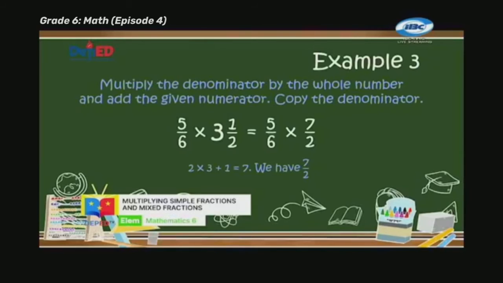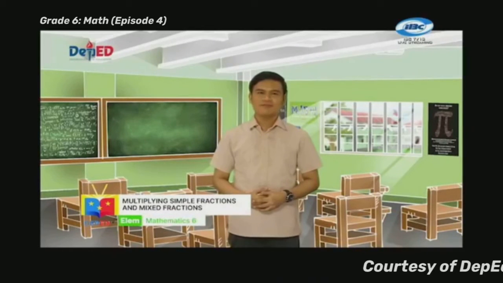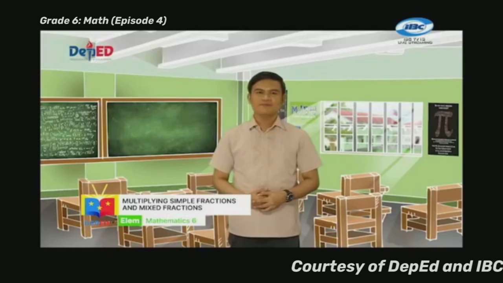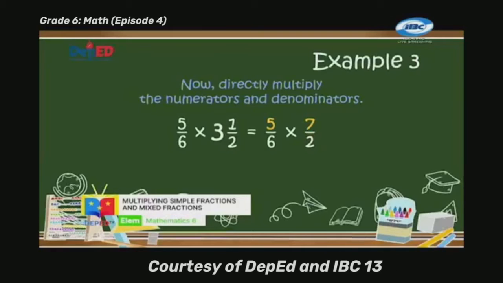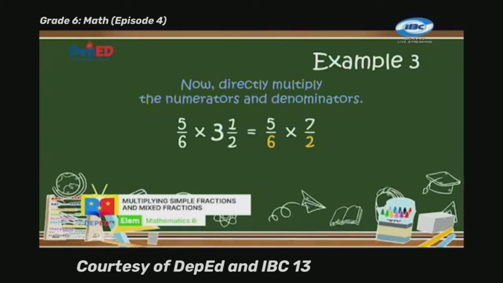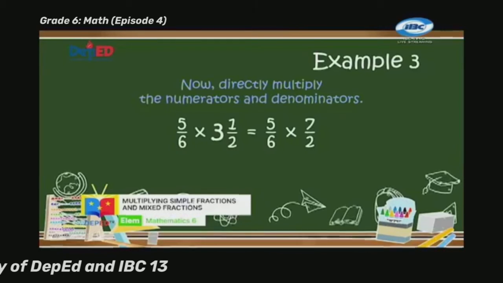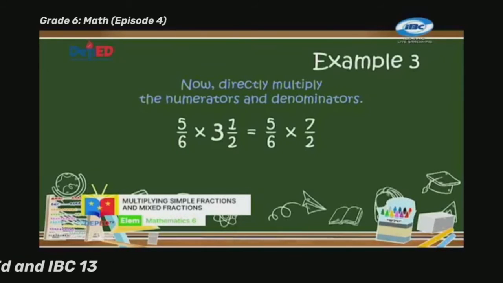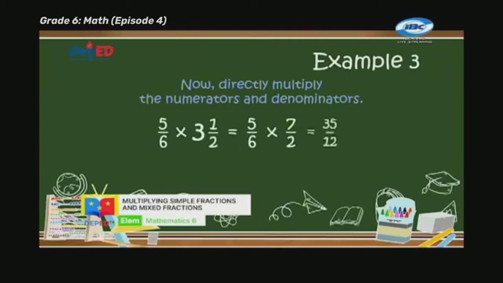5/6 times 7 halves. Do we have a pair of numerator and denominator that has a common factor other than 1? None. Now, directly multiply the numerators and denominators. 5 times 7 equals 35. 6 times 2 equals 12. So, we have 35 twelfths.